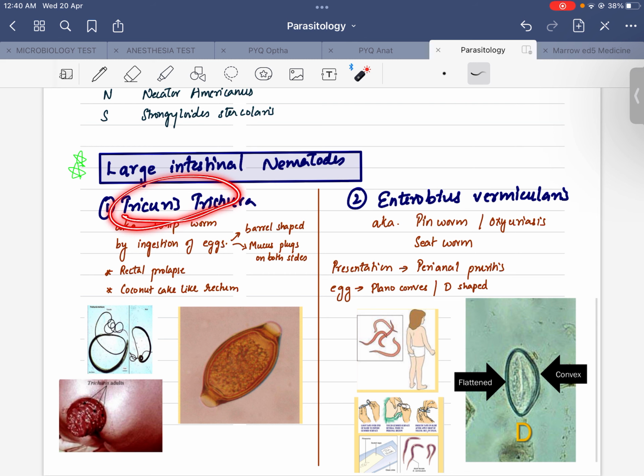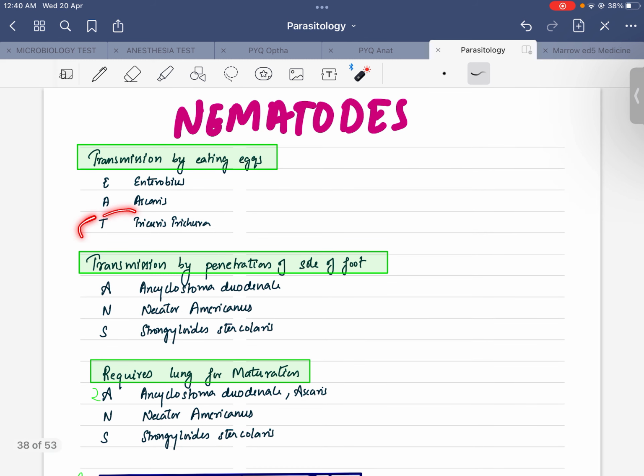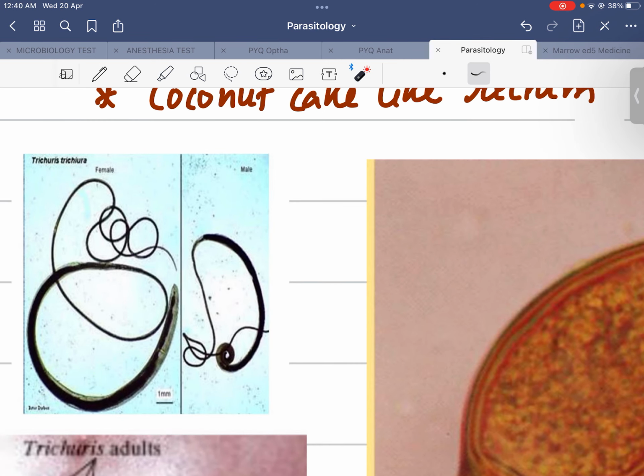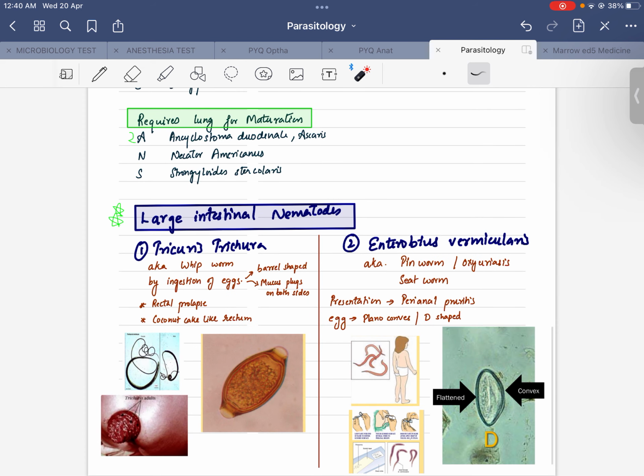Now Trichuris trichiura is a part of EAT, so it is transmitted by eating the eggs. This is how the worm looks. It looks like a whip, that's why it's called whipworm. What does it cause? Very, very important. It causes rectal prolapse or coconut cake like rectum. Both are caused by Trichuris trichiura. Learn this.